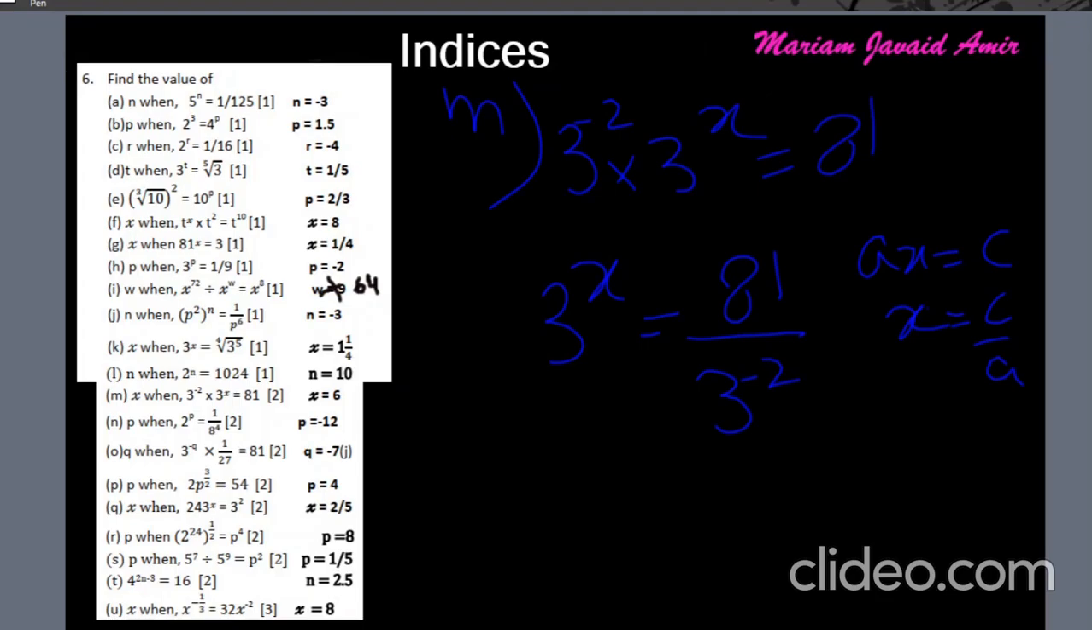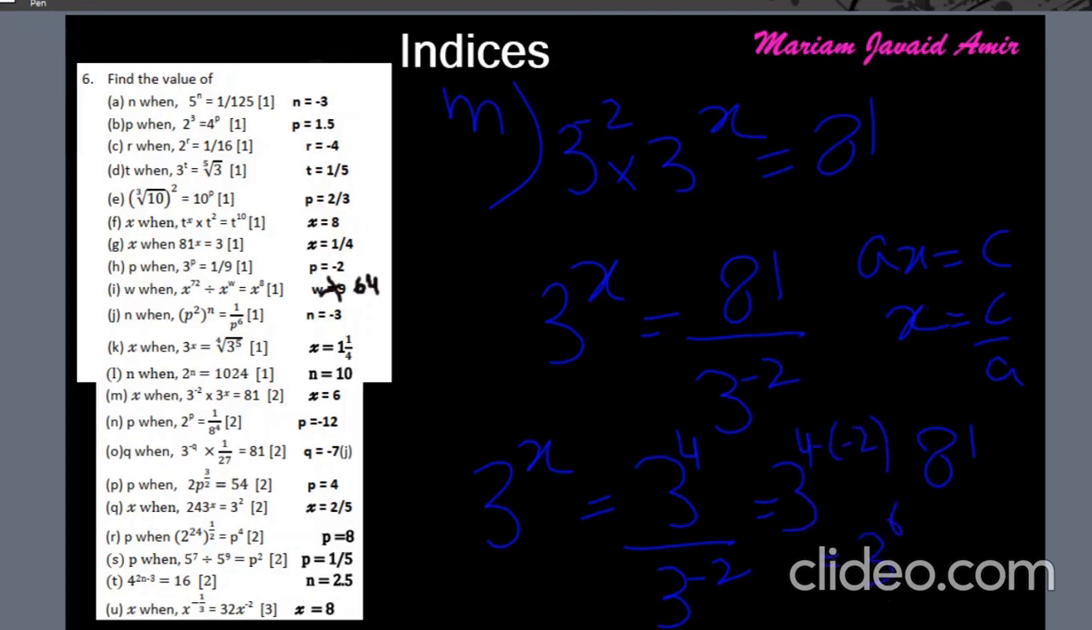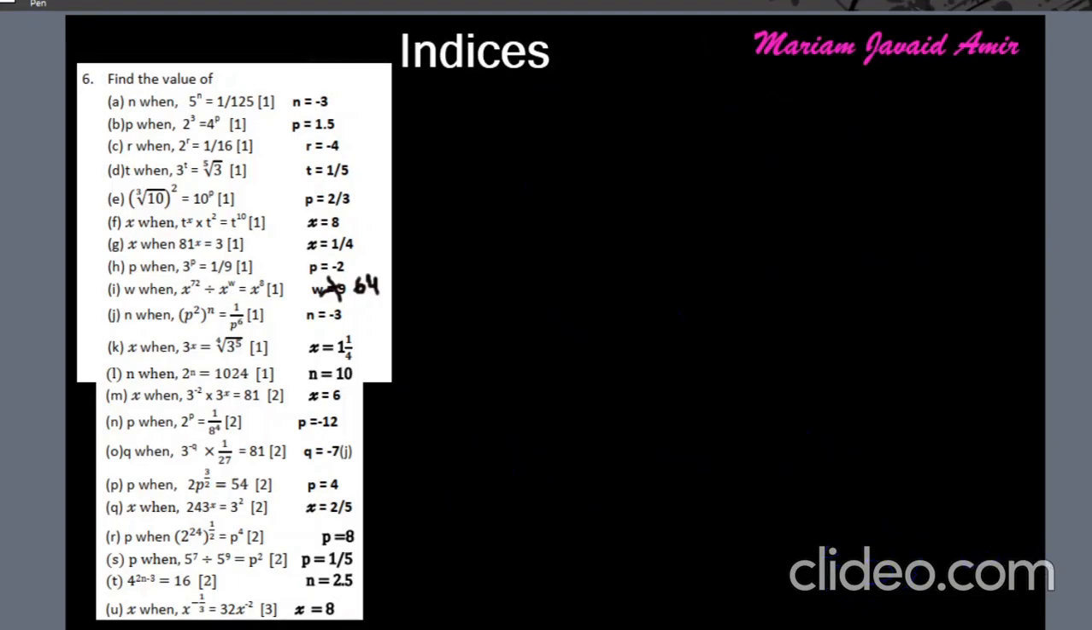Next, let's first change 81 into a power of 3. So 81 is 3 power 4, divided by 3 power minus 2, and since the numbers are being divided, the powers will get subtracted. So 3 power 4 minus minus 2, which makes 3 power 6. So 3 power x equals 3 power 6. So x equals 6. Okay. Part N.